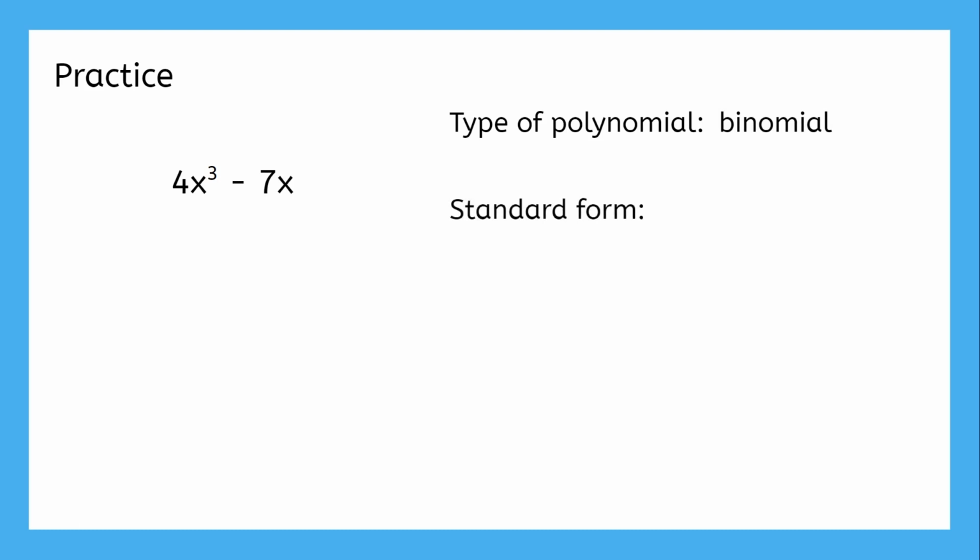Let's practice with a couple of examples. First, what type of polynomial is this? This is a binomial because it has 2 terms. So how would we write it in standard form? If you said it already is, then you're right. The exponents are already in descending order. What's the degree of this binomial? This binomial is degree 3 because the largest term includes 3 x's multiplying together.